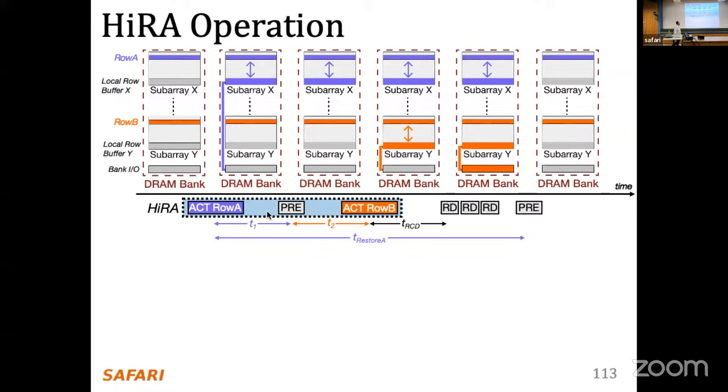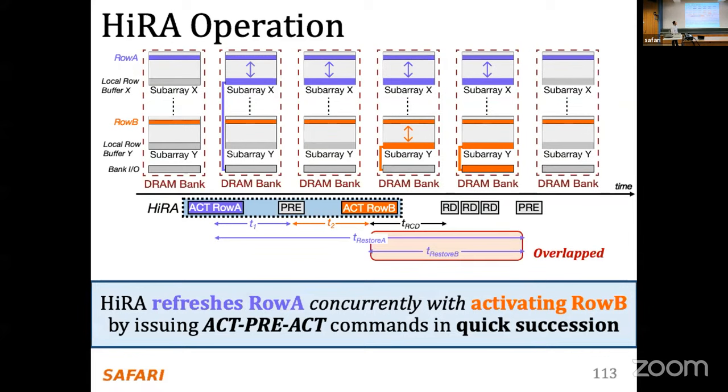If we check how long row A was active, it was activated here and precharged here. So this is the restoration time that A has, and this is the restoration time that B has. A large portion of this is already overlapped. Note this is not to scale: T1 and T2 are much smaller compared to tRCD. You overlap a large portion of this, and you reduce the latency that your bank is unavailable due to the refresh operation. So as a result, HIRA refreshes row A concurrently with activating row B, by issuing these activation, precharge, and activation commands in quick succession.